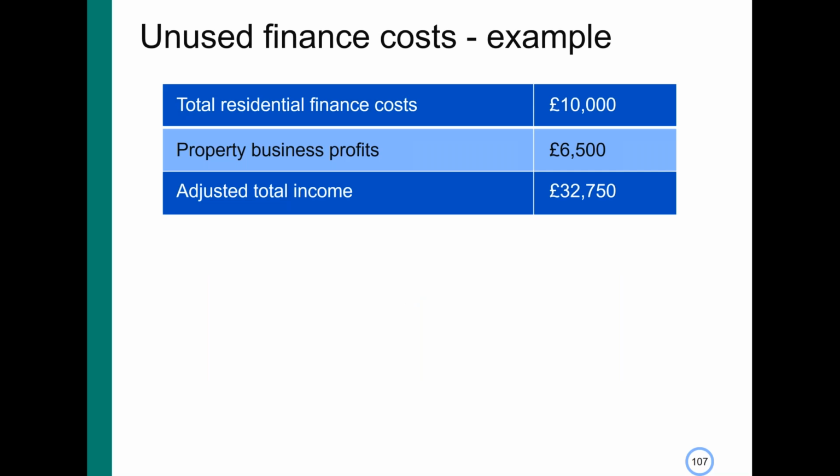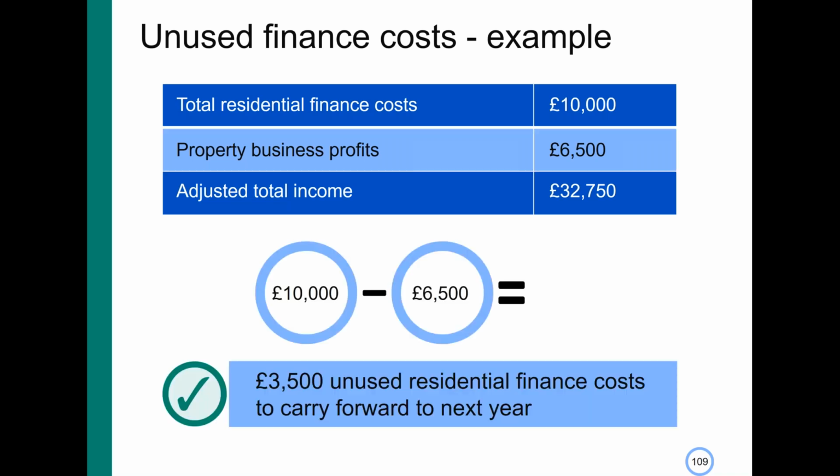For example, your total residential finance costs are £10,000. Your property business profit for the year is £6,500 and your adjusted net income is £32,750. So your property business profit is the lower amount and is used to work out your basic rate tax reduction. However, you have £3,500 residential finance costs which you've not been able to use, which you can carry forward to the following year.